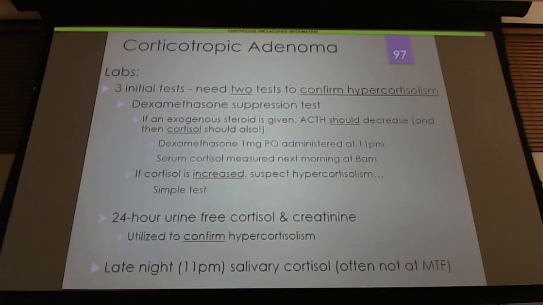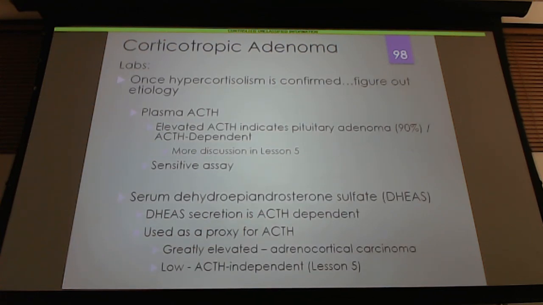But you need how many of those? 2 out of the 3 to confirm hypercortisolism. So if I'm confirming hypercortisolism and I have a patient who looks like Cushing's, do I know if it's Cushing disease yet? Or no, I don't, not yet. So we'll get there. Okay, so we've confirmed they have hypercortisolism.